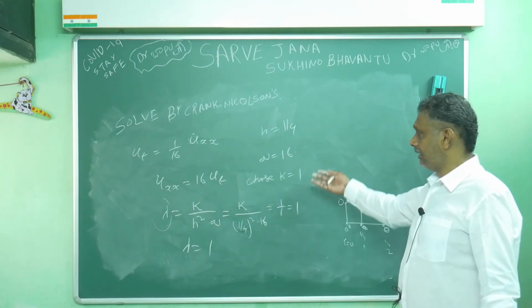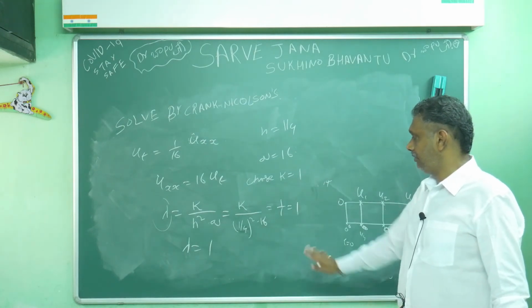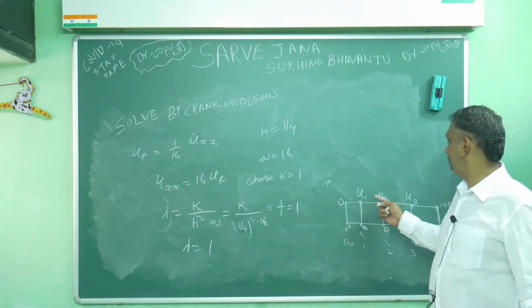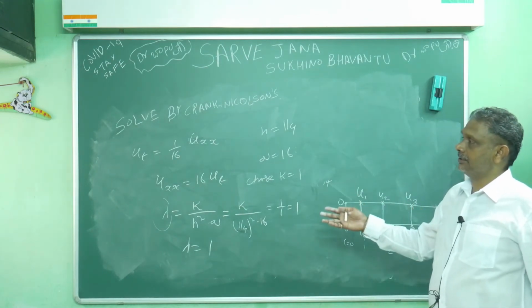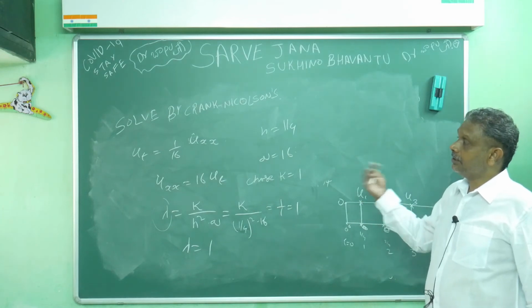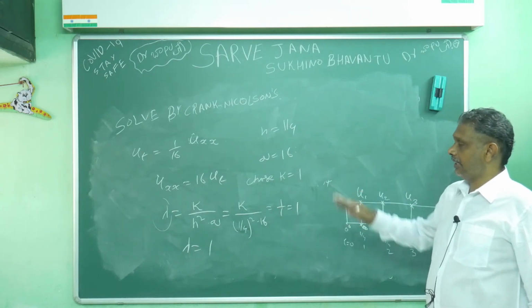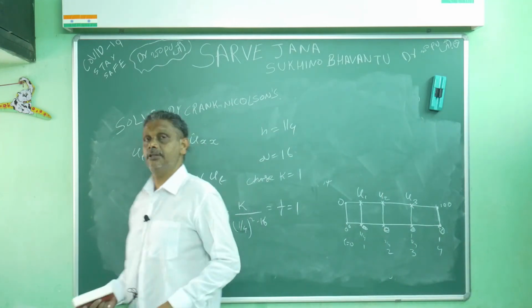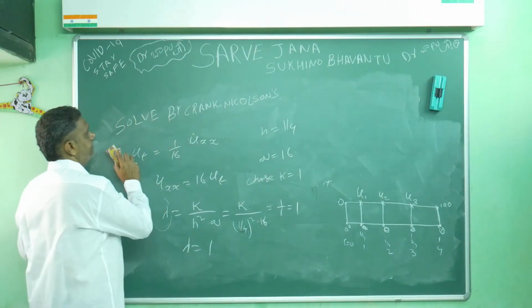This is the preliminary work you have done. What you have done: boundary conditions are available. For finding u1, u2, u3, use the Crank-Nicolson iteration scheme. Substitute the lambda value and see what will happen. First you can write the Crank-Nicolson formula. What is the Crank-Nicolson formula?